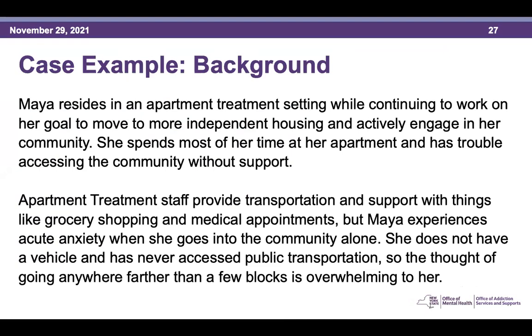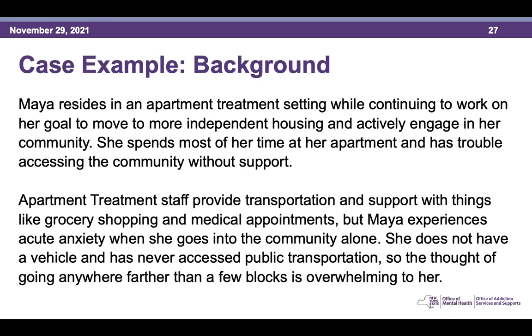So Maya is an individual who lives in an apartment treatment setting and is working on a goal of moving to more independent housing while actively engaging in her community. She spends most of her time in her apartment and has trouble accessing the community without support.